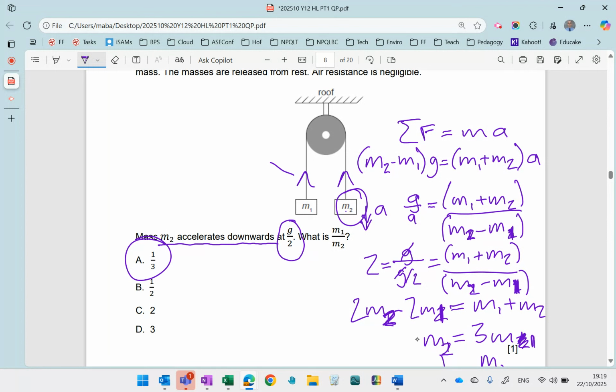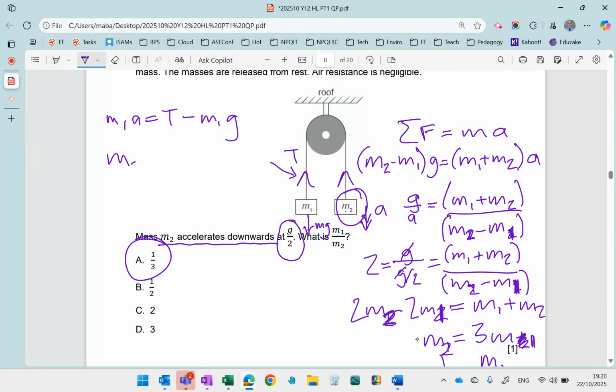So if you think about M1 over here, what's accelerating M1? It's the tension upwards. Well, it's the resultant force, right? So the resultant force that's accelerating it, M1A, is equal to the tension minus M1G, like that. Okay? And then we can do exactly the same for this side over here as well.